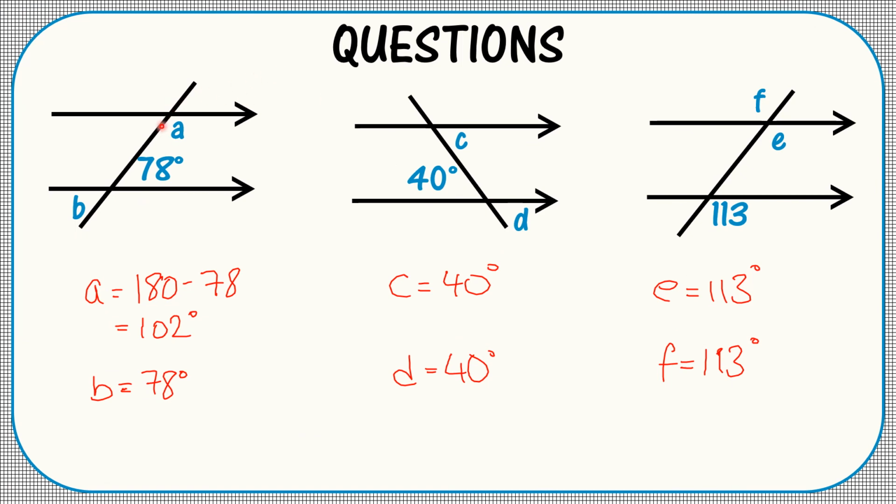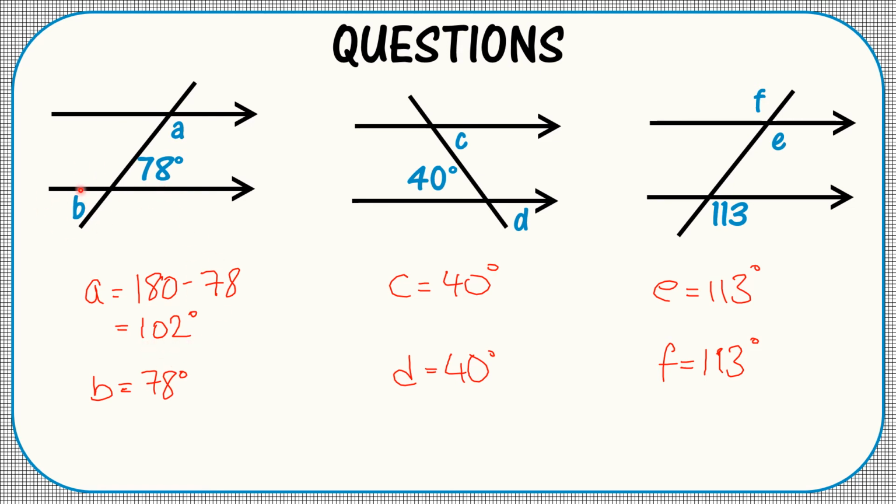First of all, we want to work out the value of A. So what is the value of A? We would say that the value of A is equal to 180 minus 78. The reason we are saying this is because interior angles add up to 180 degrees. So this 78 plus this A equals 180. Therefore, we will do 180 minus 78, and that gives us 102 degrees.